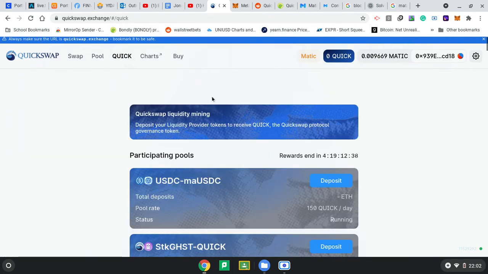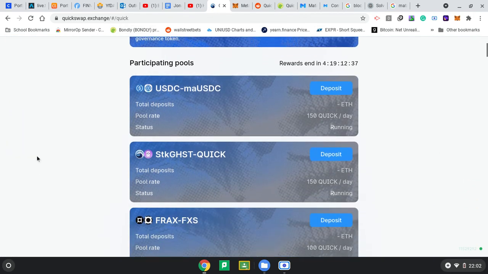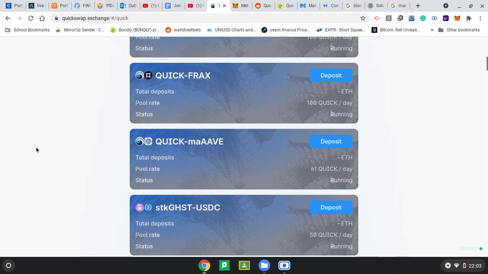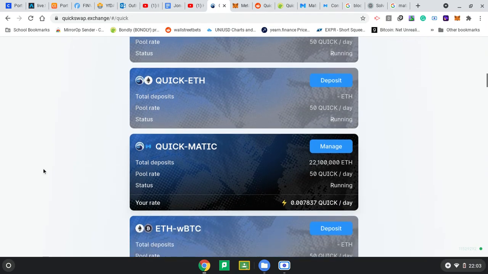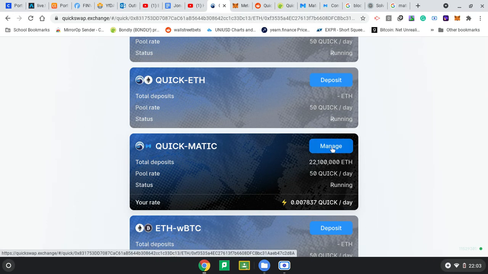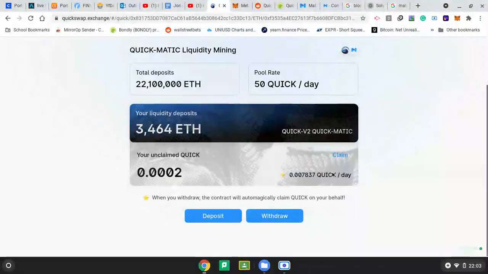And then here is where you would pick the pair that you want to pull and farm with. So I went down to Quick-O-Matic. And then now it says manage, because I've already put it in there. It would have said deposit. And then I would have pressed deposit. And it's telling me how much we'll get, 50 quick a day. I haven't worked out yet. I think so. The whole deposit will get 50 quick a day shared between them. That's how it must work.